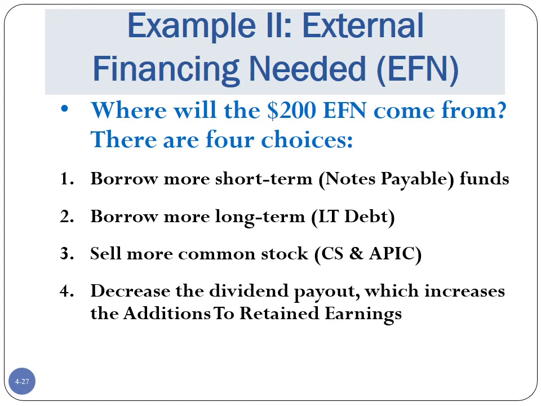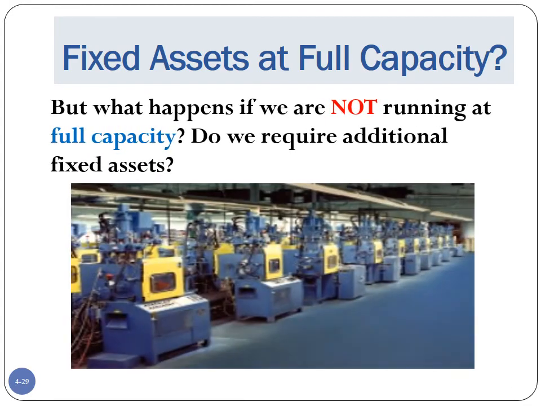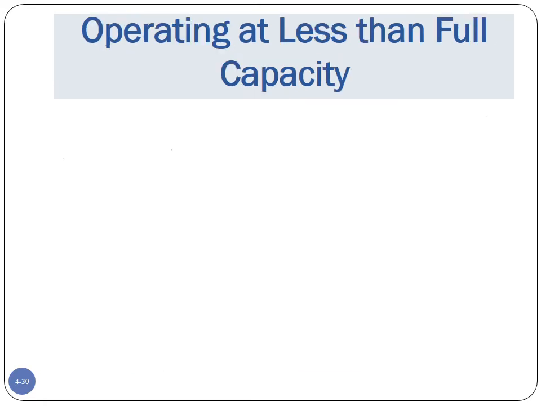So we have four basic choices, and these choices are interrelated with the other decisions that we need to make around the capital structure of the firm and how we want to maintain the relationships on the balance sheet. If the fixed assets are at full capacity, we have an important decision to make. If we're running at 100% of capacity, we're going to need new fixed assets. If we're not running at 100% of capacity, then we may not need new assets. So if we're not, the decision is based on our sales forecast: do we require additional fixed assets?